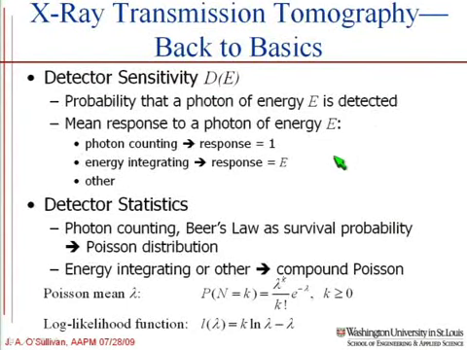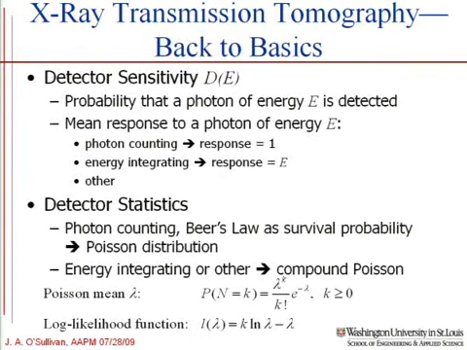So what's the problem with that? Well, one problem has to do with what detectors are. What is it that they do? The detector sensitivity includes the probability that a photon of energy E is detected. Given that a photon is detected, if it's a photon counting device, then the response is just going to be 1 for every photon and it accumulates the number of photons. If it's an energy integrating detector, then for every photon that's incident, the response is going to be that energy, and then there could be some other response.